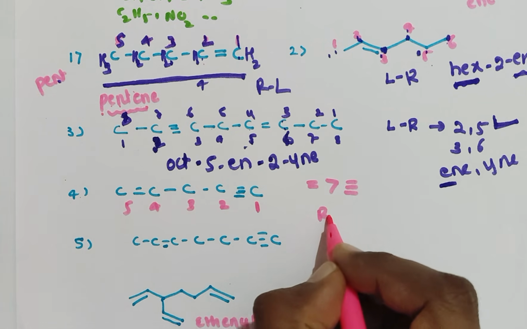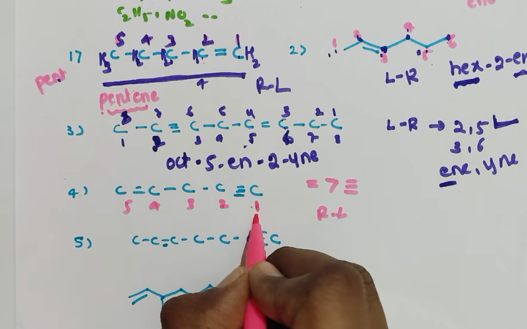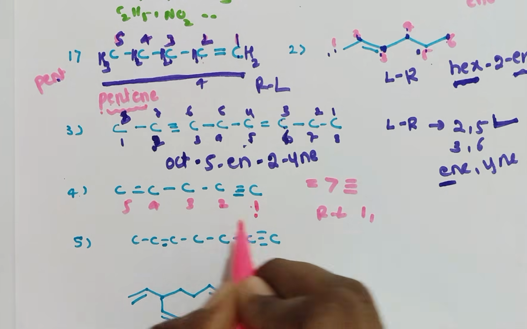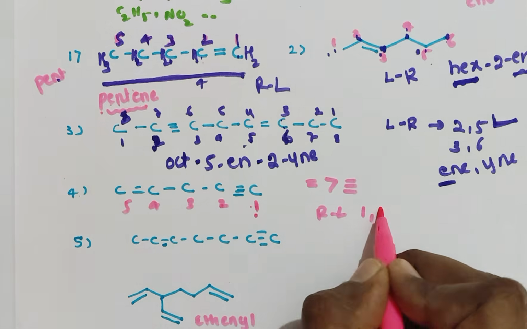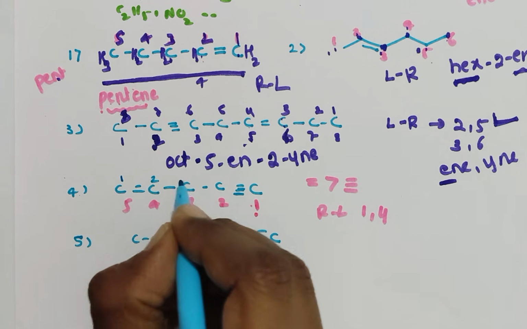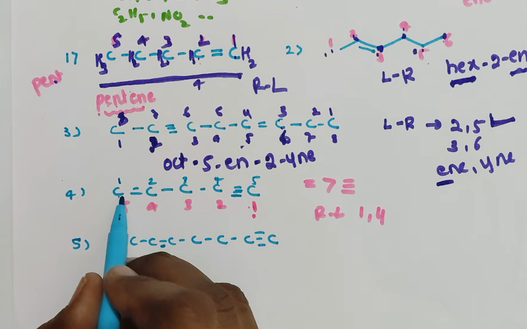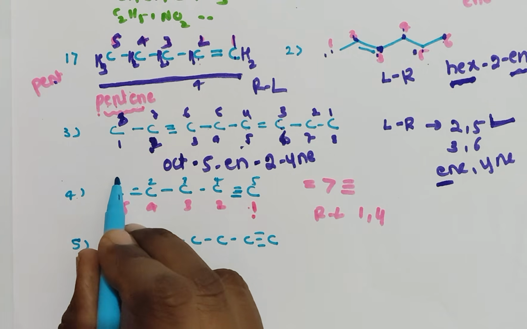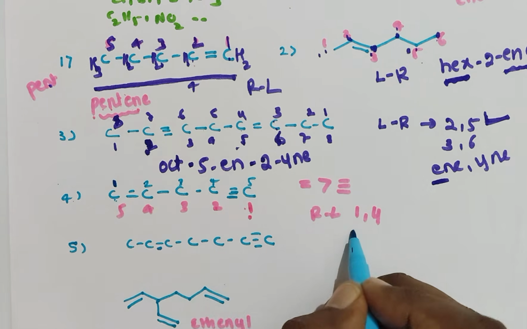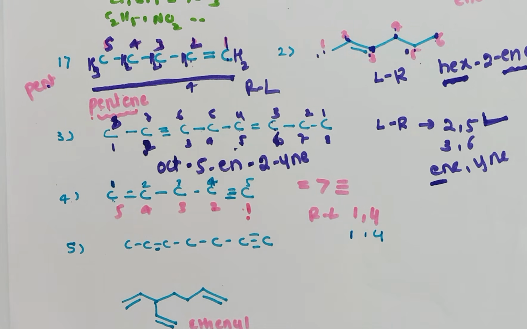Okay, right to left what happens? Between 1 and 2 triple bond is there, take smallest number. Locants are what? 1, 4. Numbering from right to left, locants are 1, 4. Left to right, 1 2 3 4 5. Okay, left to right what happens? Double bond between 1 and 2, therefore locant is 1. Triple bond between 4 and 5, locant is 4.